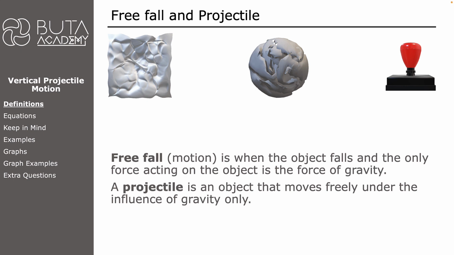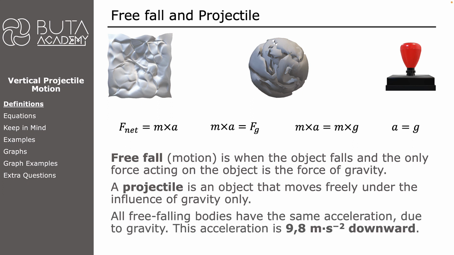According to the second law of motion, the net force applied on an object is equal to mass times acceleration. During free fall, the net force is equal to the force of gravity. It is the only force acting on the object. Force of gravity can be calculated as m times g, mass times gravitational acceleration. We can simplify the masses in the equation. In conclusion, we can say that all free-falling bodies have the same acceleration due to gravity.